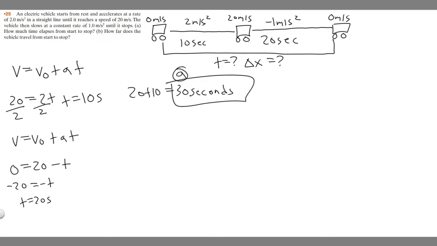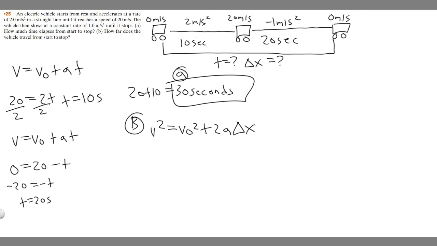Let's go ahead and do B now. So B, we're trying to find how far it travels. So we're going to do the same exact thing where we split it up and solve for distance. So we have to do it with 2 different equations because the acceleration is different. And so the formula we're going to use is v squared equals v sub 0 squared plus 2a times delta x.